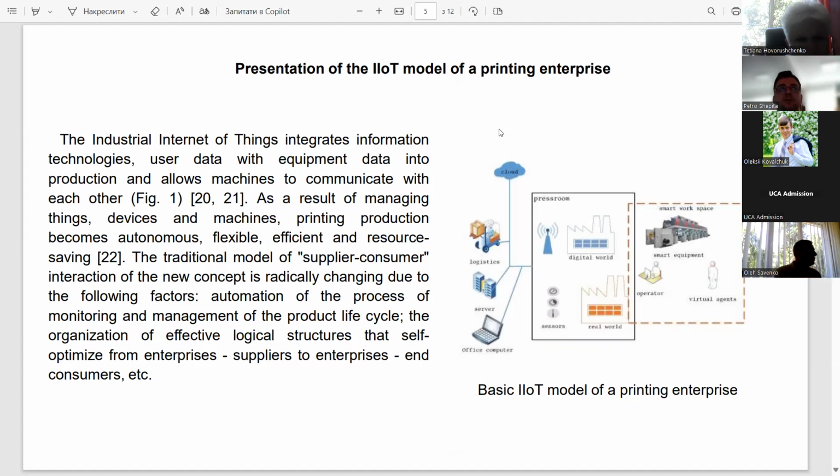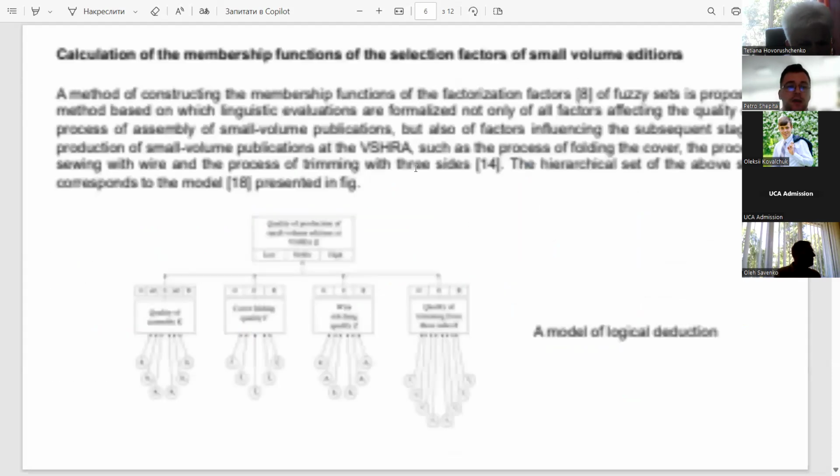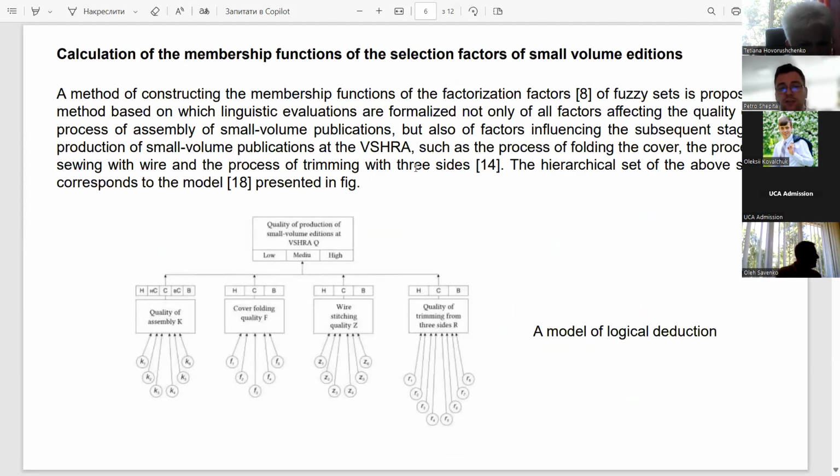It's important because we have many problems with the diagnostic process and others, but we don't have the standards of the industrial Internet of Things for printing enterprises, so we must research this problem and model each process in the printing industry, so that a method of construction of membership function for our problems, the small volume publishing system with the cutter.